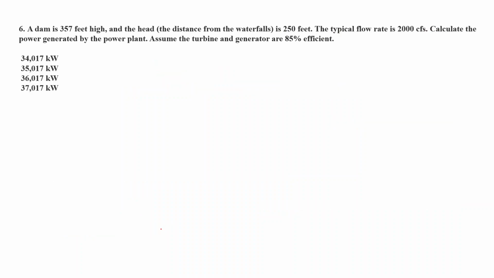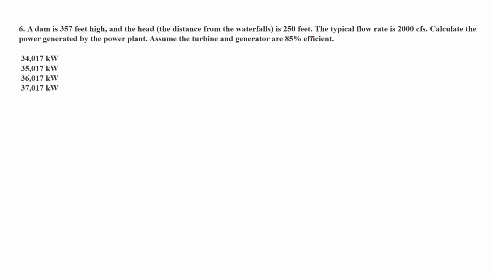Now coming on to one of the numerical questions, you also try. Let me read out the question. Let me tell you what is given in the question. A dam is 357 feet high, and the head, the distance from the waterfall, is 250 feet. So basically, as we have studied, the power generation.